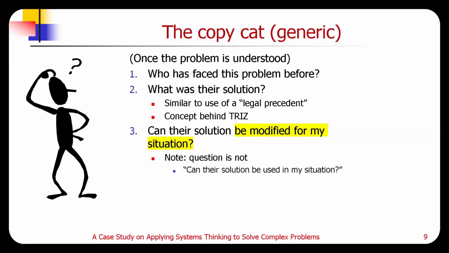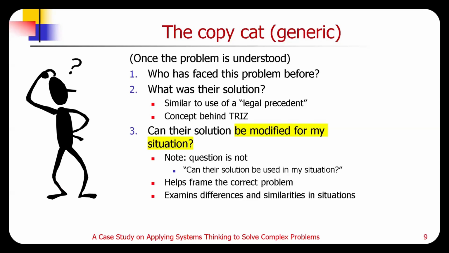And note, the question is not, can this solution be used in my situation? Because if you ask that question, it generally becomes a yes and no answer. The solution you've observed gets plugged into your situation and the change fails. By asking the question, can the solution be modified for my situation? It helps frame the correct problem. It allows you to examine the similarities and differences in the situations, and then you modify the other solution so it will work in your situation, and that approach generally provides success.